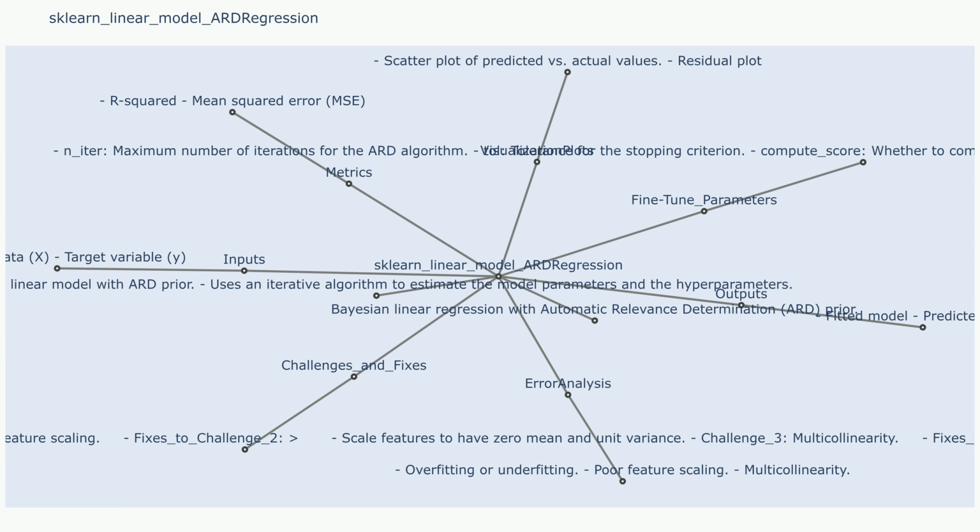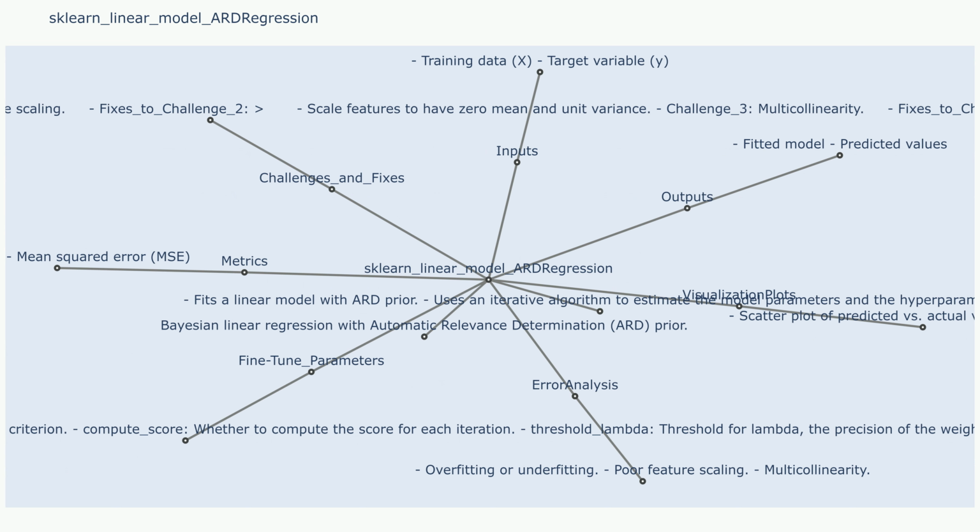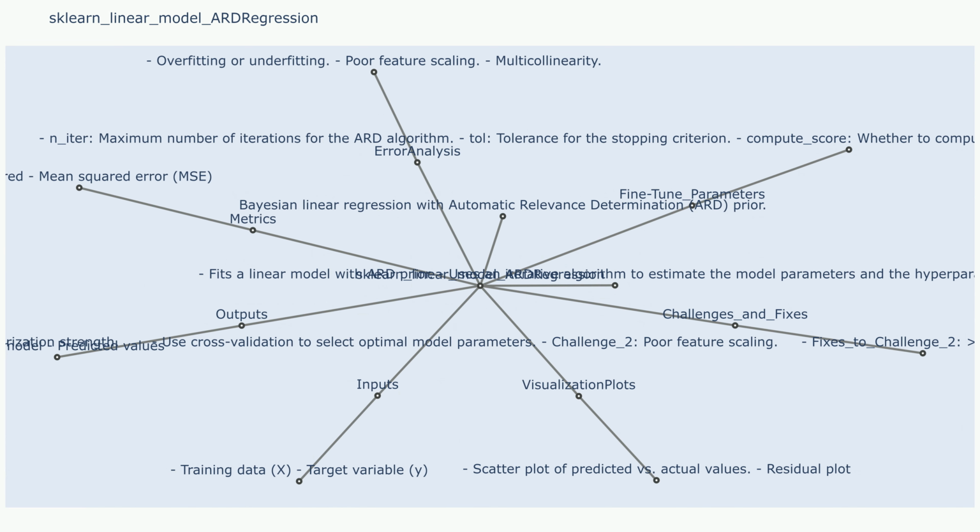The target variable, dependent variable, as a 1D array of shape n_samples. Outputs. Coef: the estimated coefficients of the linear regression model. It is a 1D array of shape n_features. Intercept: the estimated intercept of the linear regression model. It is a scalar value.